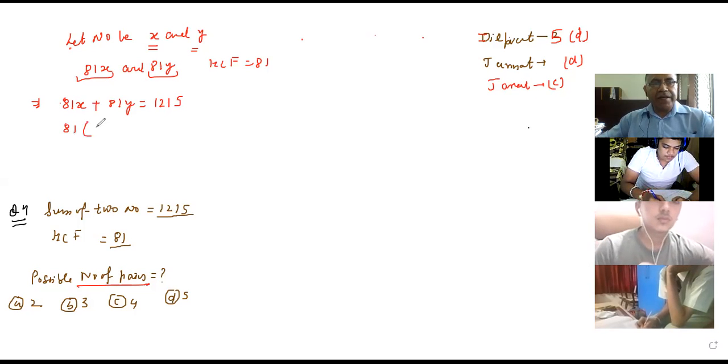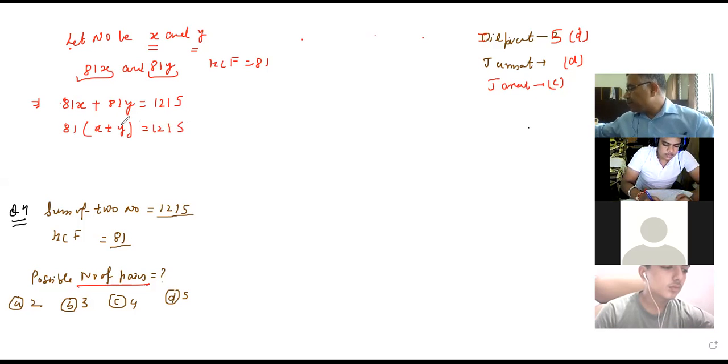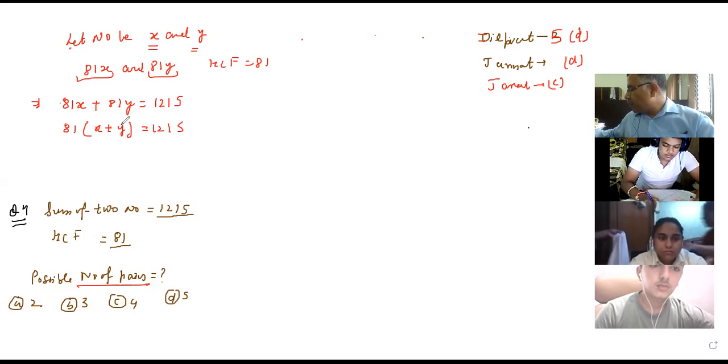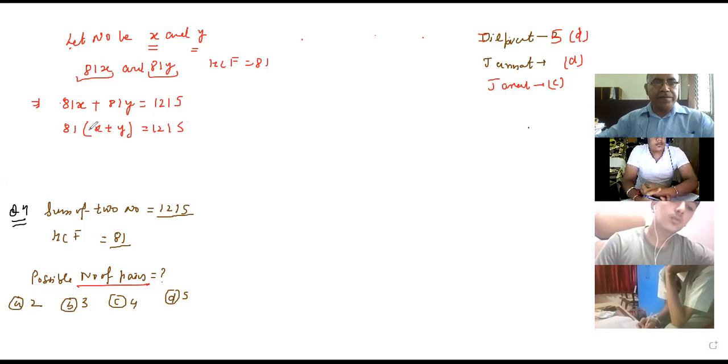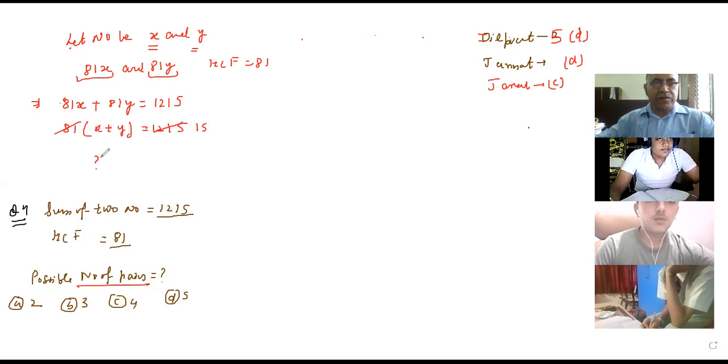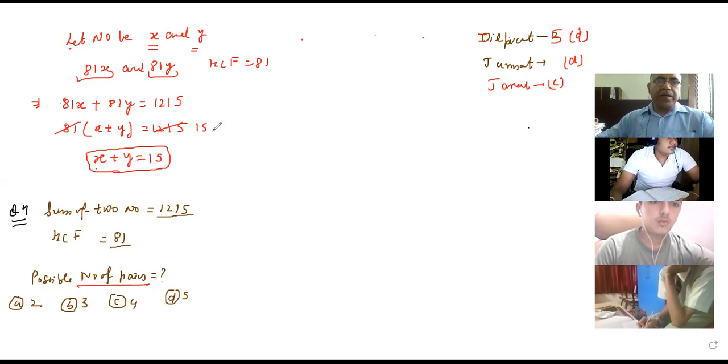So if I will take 81 outside, this is equal to 1215. So if you will divide 1215 divided by 81, I will get 15. So X plus Y is equal to 15. ये मेरा नेट बना. तो कितने पेयर बन सकते हैं? अब देखिए, X की वैल्यू 1 हो जाए और Y की वैल्यू 14 हो जाए तो एक पेयर हो गया, 1 और 14.